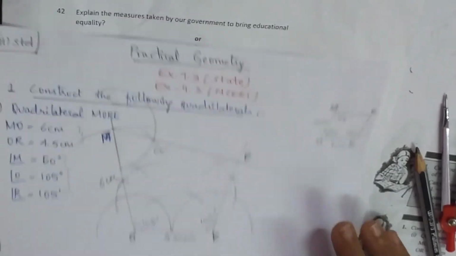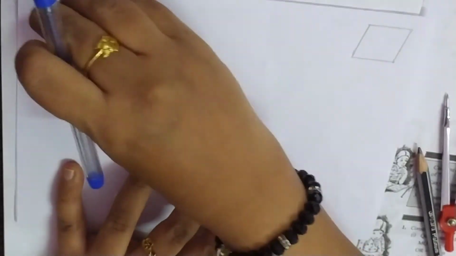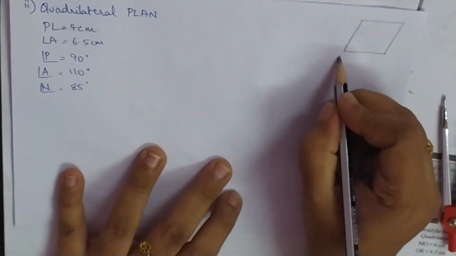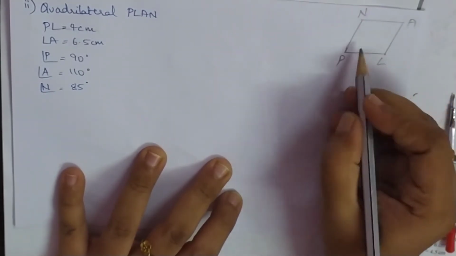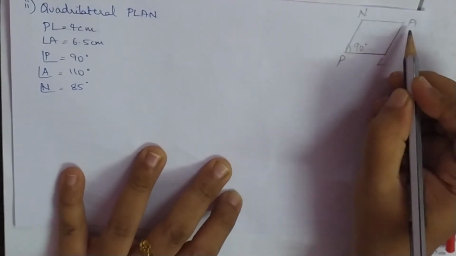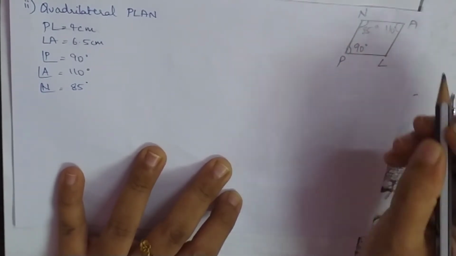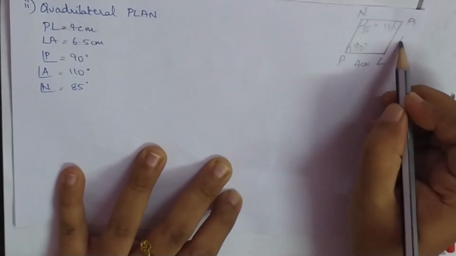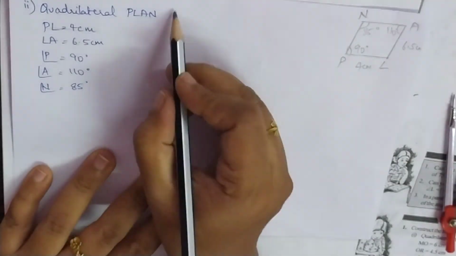Let's move on and do the next problem. PLAN. We are going to construct quadrilateral PLAN. So let us draw a rough diagram. So angle P they have given as 90 degrees. Angle A is 110 degrees. Angle N is 85 degrees. PL is 4 centimeters. LA is 6.5 centimeters. They have not given angle L. So first you should find angle L, children.